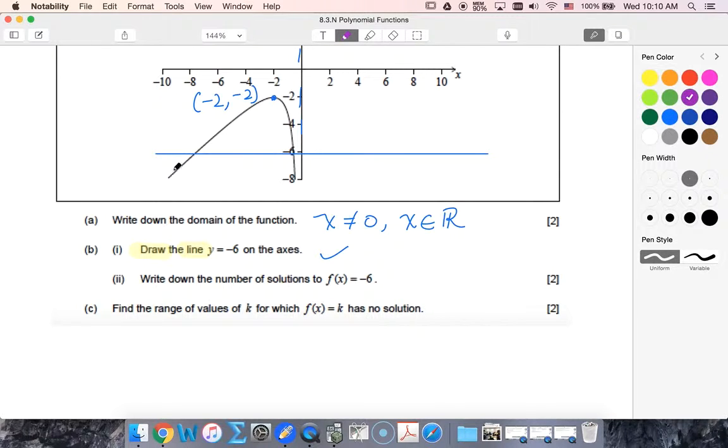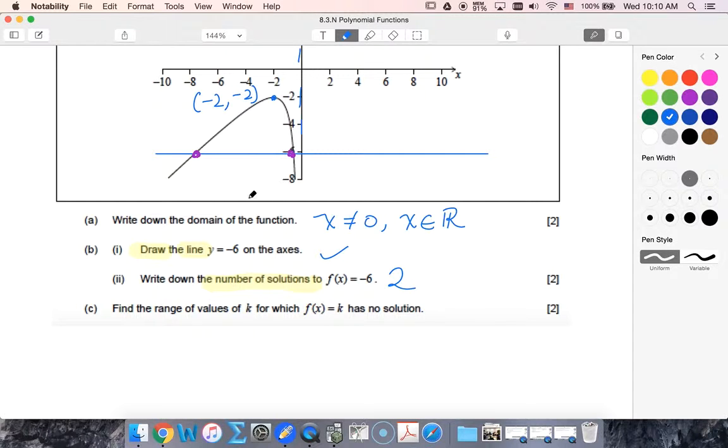Write down the number of solutions to my graph equaling -6. Well, looking at my picture, I see that I cross once, twice. My points of intersection are my solutions. So the number of solutions is 2, because we have 2 points of intersection.